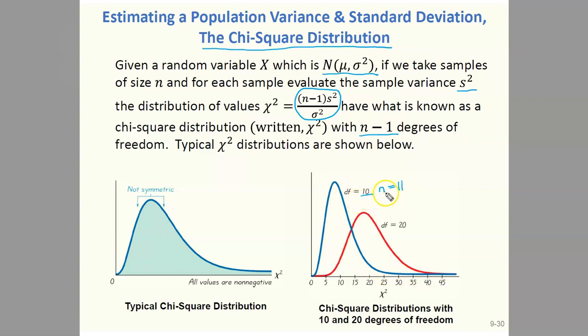Now, as your n increases, the peak right here will move to the right, and the distribution of values, like we have shown here for 20 degrees of freedom, will become more symmetric and actually slowly approach a normal distribution. It will also spread out as the n increases.